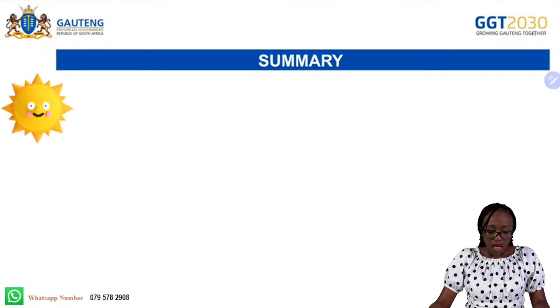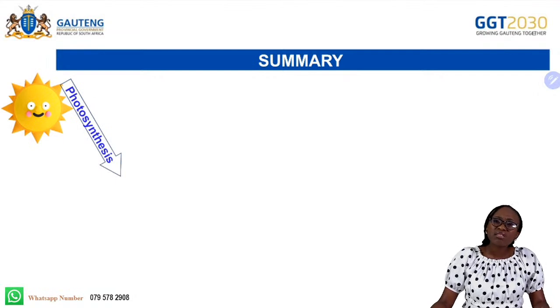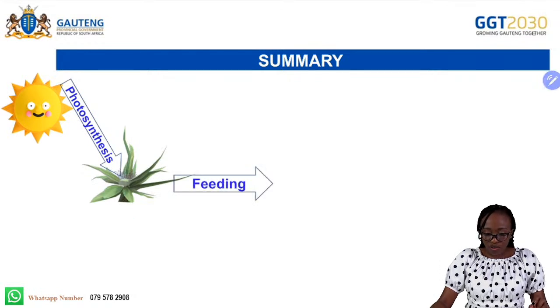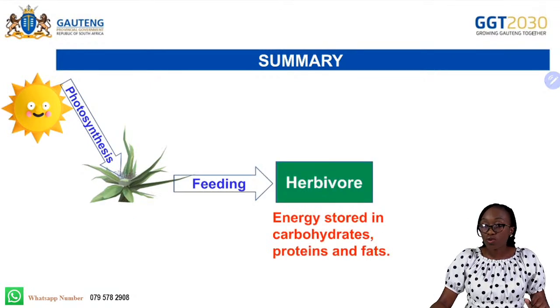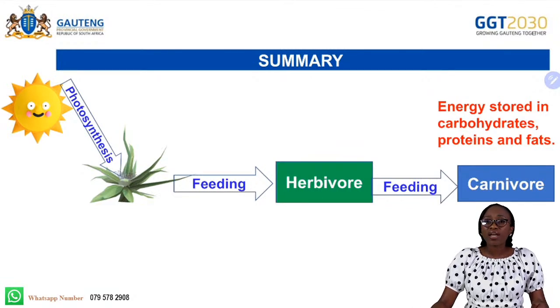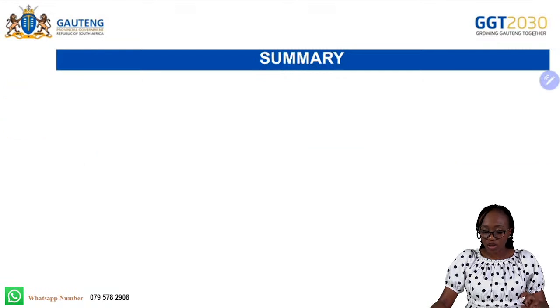We also learned how plants and animals are dependent on each other. So through the process of photosynthesis, plants are able to make their own food and store it. Once they've stored it, the herbivore is going to feed on the plant, convert some of the food to energy for life processes, and then store the rest. Then the carnivore will feed on the herbivore and eat some of that stored energy that is in the form of carbohydrates, proteins, and fats, and then use the rest for its own life processes. So that is the dependence that we learned about.